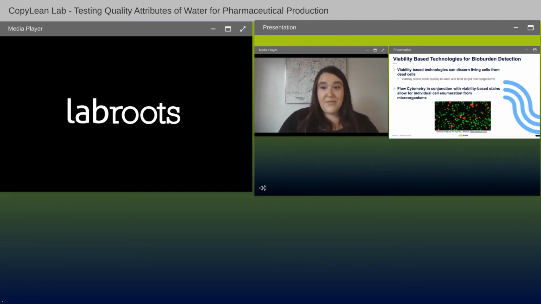Viability stains work very quickly to label and target organisms, making results available within hours or even minutes. So Sievers' solution to rapid micro includes viability stains in combination with ultrasensitive flow cytometers. Ultrasensitive flow cytometers are accurate down to a single cell or particle and can return results faster due to the binding efficiency of dyes and stains used.